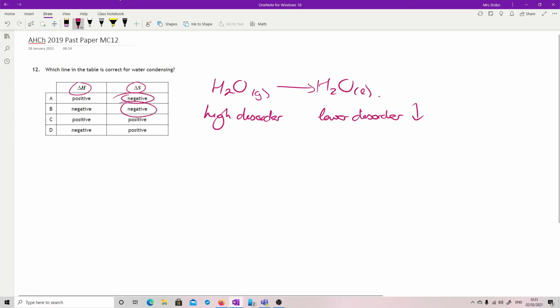Okay, so our delta H, the energy inherent in the actual system. If you think of that on the normal energy scale, our gas is going to be up here and our liquid is going to be down here. So again, dropped, and that's it.